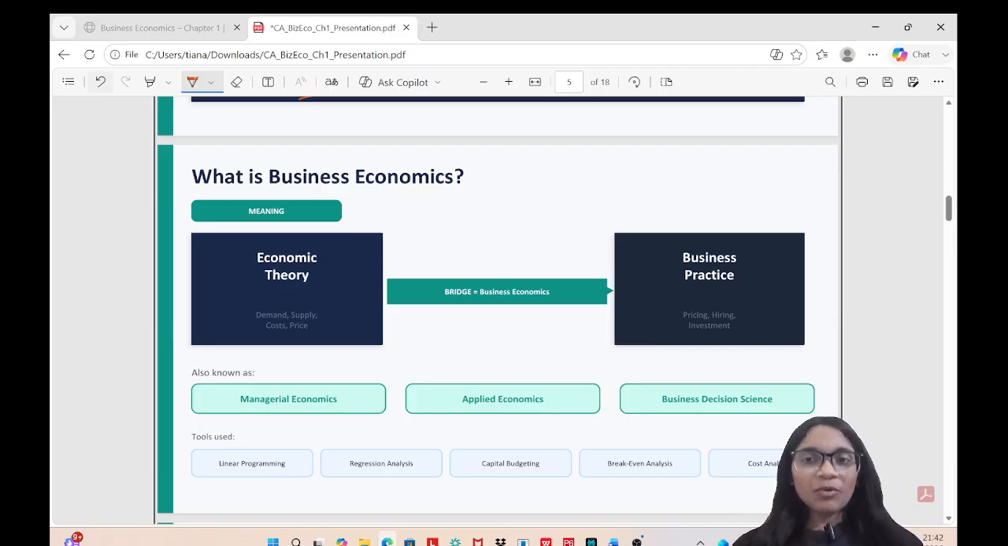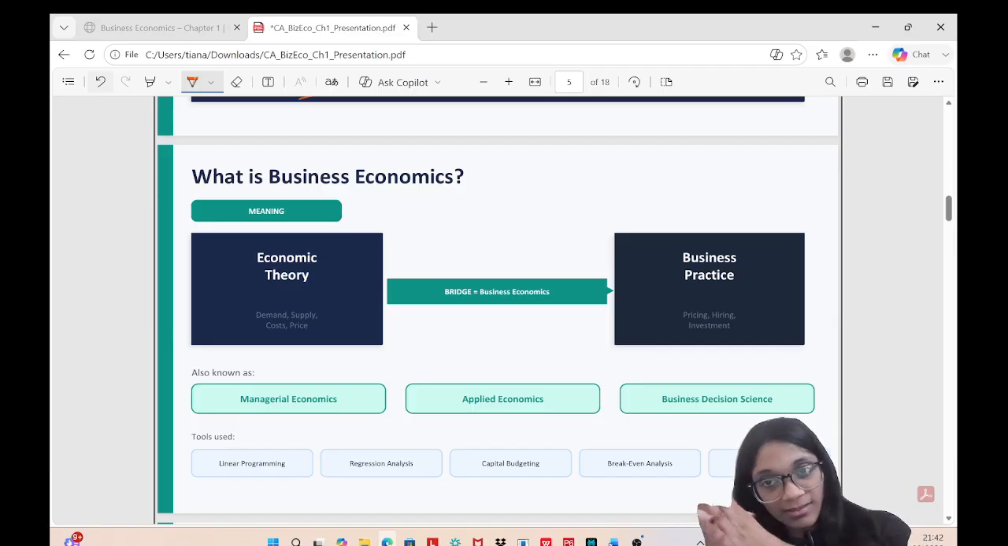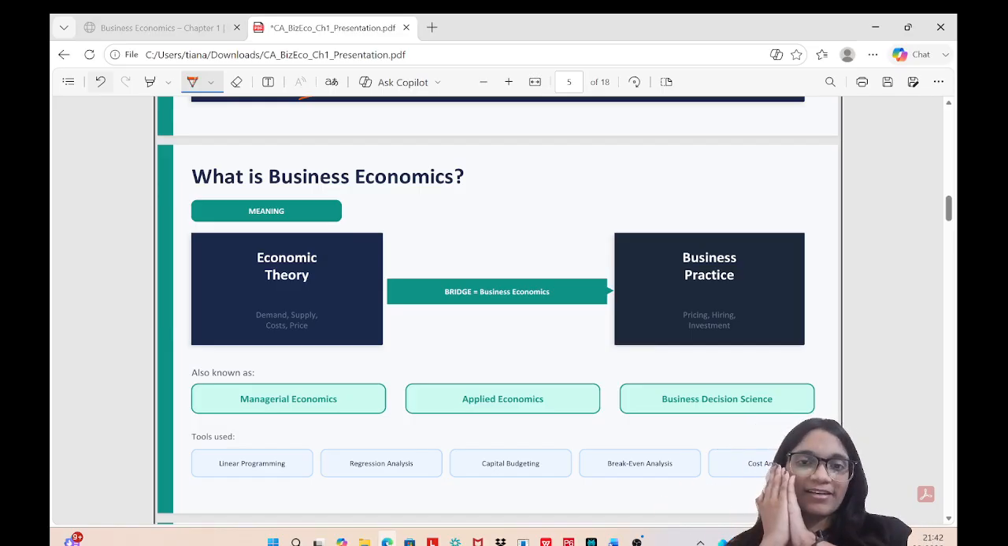The better example for you guys is this: you are studying income tax law. That is economic theory, you can say. But you're filing the tax returns. That is the business practice, the practical way of approaching things. You're filing the returns. If your client has any issues, you're solving them. That is practical. That is nothing but business economics. I hope you got this point very clear.